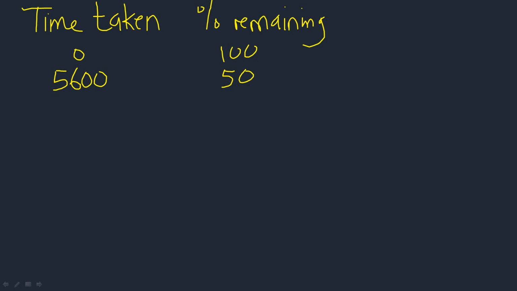So let's add 5,600. If you add the 5,600, what do you get? 11,200. We shall have 25%. These are percentages.